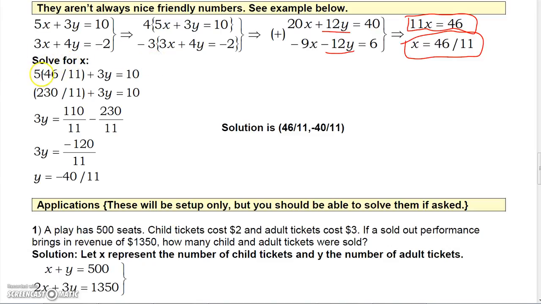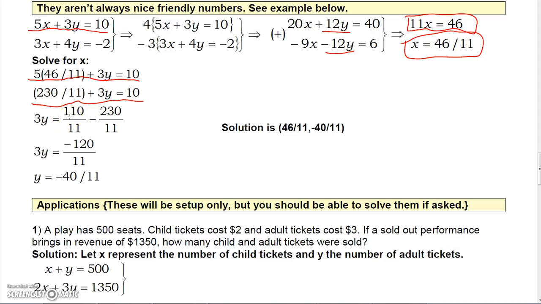So then to solve for y, I went back to this equation and I plugged 46 over 11 in. And when you multiply 5 times that, I got 230 over 11 plus 3y equals 10. And then, so when I subtracted 230 over 11, I had to write 10 using a common denominator.